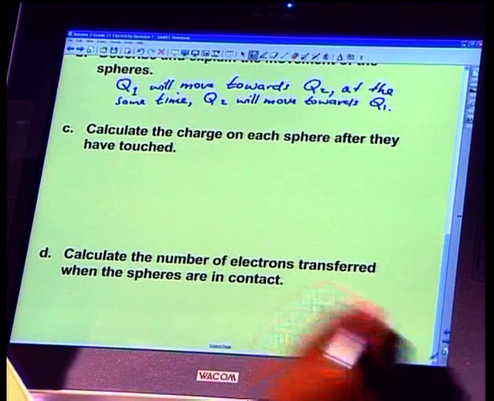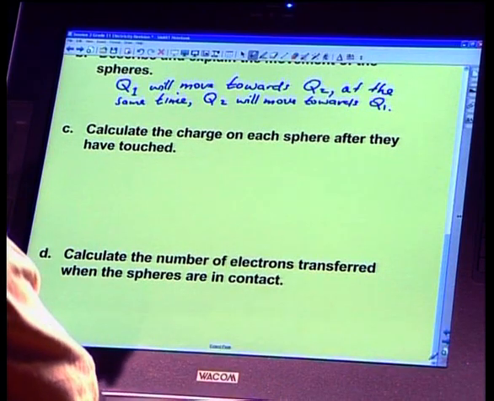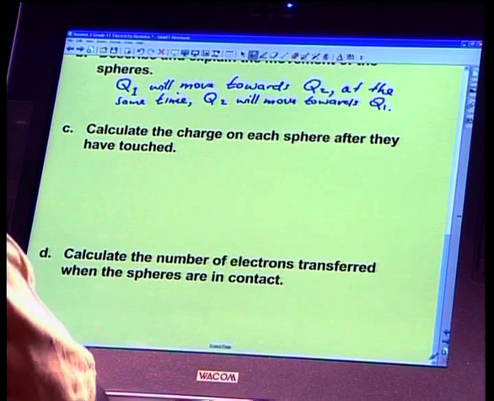Let's move on to the next section of the question, which is number C. It says, calculate the charge on each sphere after they have touched. Now, these spheres are going to move towards each other because one is negatively charged, the other one is positively charged. So a force of attraction exists between them. They move towards each other. They come into contact with each other, and something is going to happen when they come into contact.